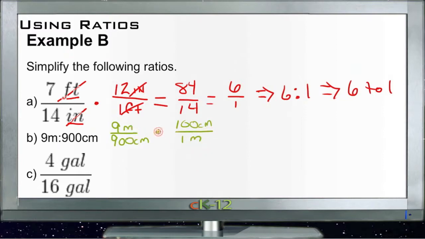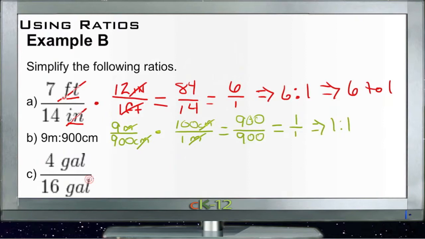So now I'm taking my original fraction and multiplying it by 1. Our centimeters will cancel top and bottom, and our meters will cancel top and bottom, which gives us 9 times 100, or 900 on top with no units because they all canceled out, and 900 times 1, or 900 on the bottom with no units. So our ratio is 900 to 900, which is 1 to 1.